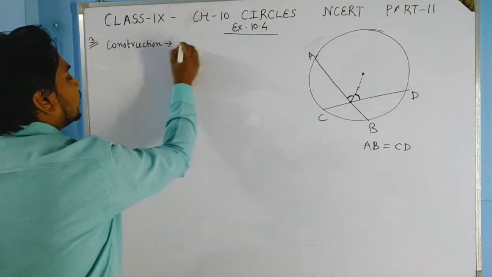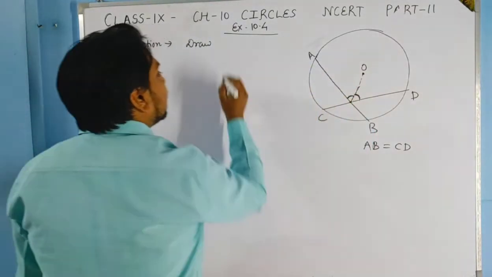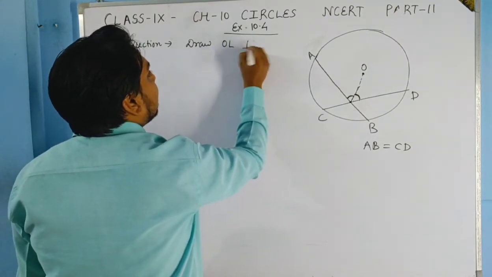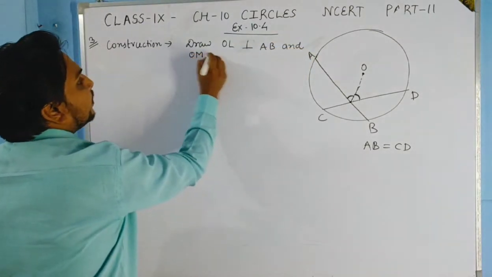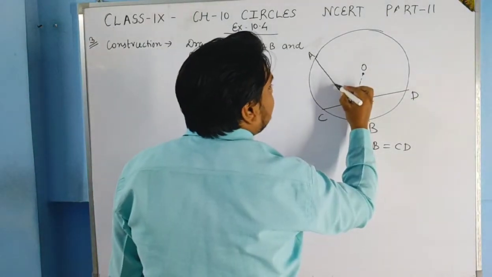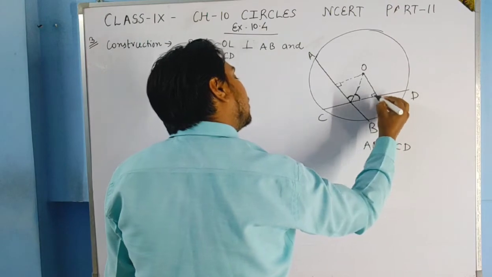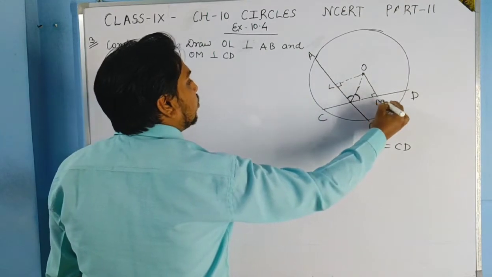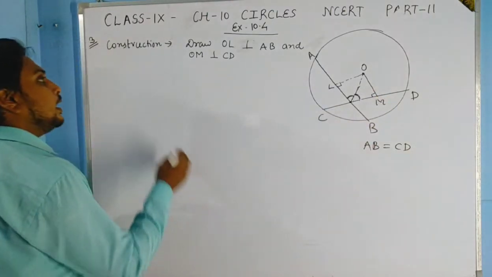we'll do here? We'll draw, this is point O. Okay, so we'll draw OL perpendicular to AB and OM perpendicular to CD. Okay, so like this, on both the chords we'll draw perpendiculars. This is OL and this is OM. Perpendicular means this angle will be 90 degree and this angle will also be 90 degree.